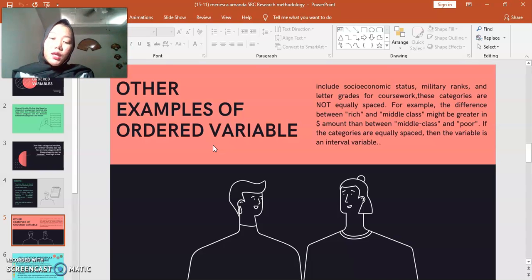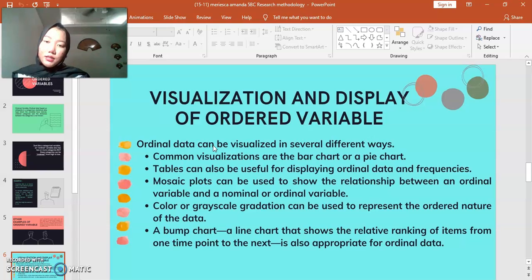The difference between the categories elementary and high school is probably much bigger than the difference between categories high school and some college. In this example, we can order the people in level of educational experience, but the size of the difference between categories is inconsistent. If these categories were equally spaced, then the variable would be a numerical variable. So let's see slide 7.